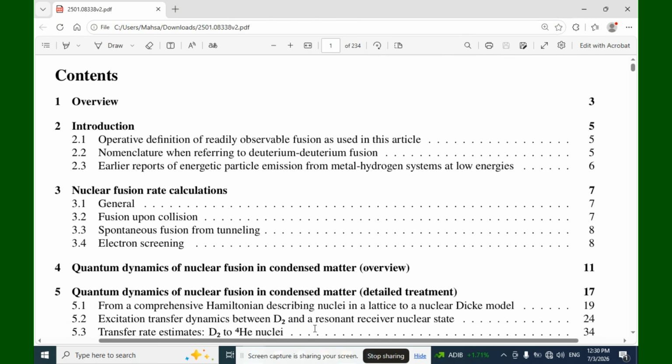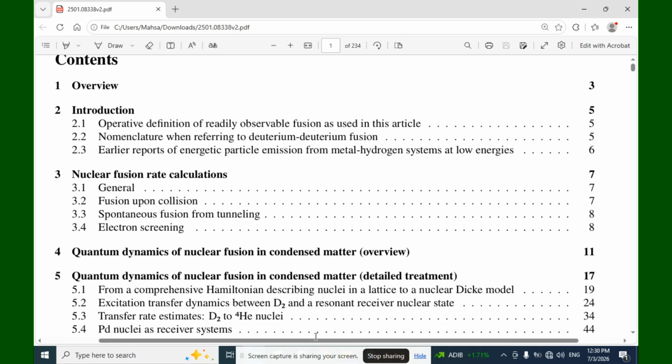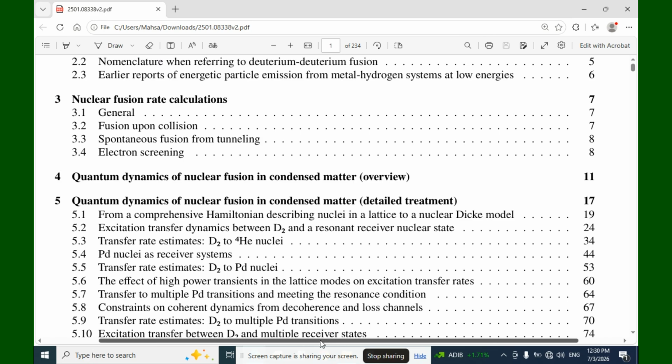The contents begin with the introduction and its subsections, such as operative definition of readily observable fusion as used in this article. The next one is nomenclature. When referring to deuterium fusion, earlier reports refer to energetic particle emission from metal hydrogen systems at low energies. The next one is nuclear fusion rate calculations: general fusion upon collision, spontaneous fusion from tunneling, and electron screening.